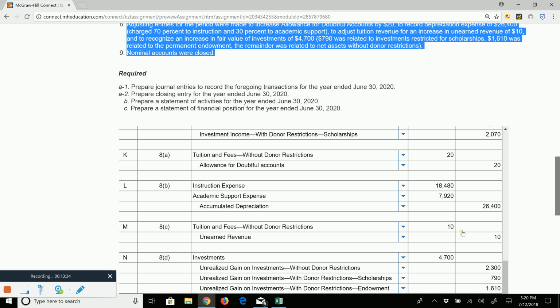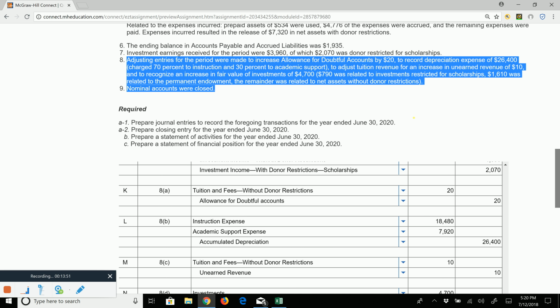And in this case, we're going to increase our unearned revenue, our liability account, by $10,000 with a credit, and the debit is going to go to tuition revenue. We collected the money. We originally recorded it as tuition revenue, and that needs to be adjusted downward.